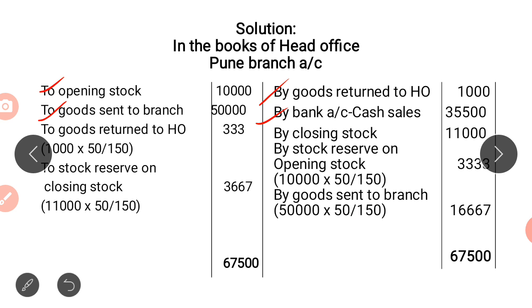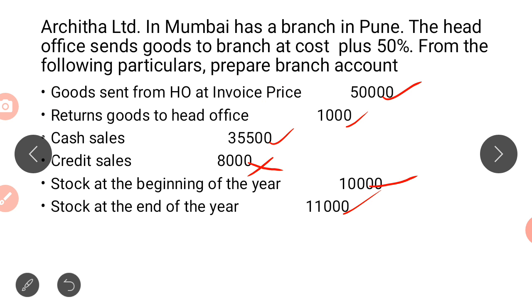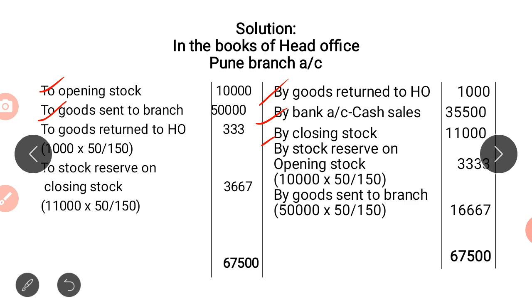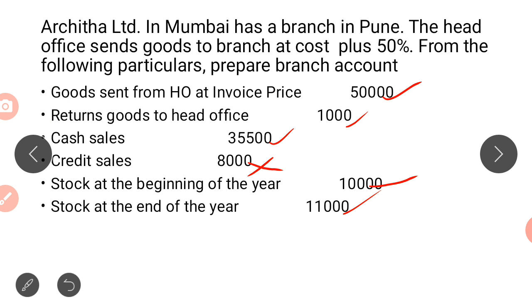So we will write by closing stock 11,000. Now, I see here there are many calculations that I have done. Why have I made those calculations? Why do we have to make those calculations? See here, they have given us cost plus 50%.